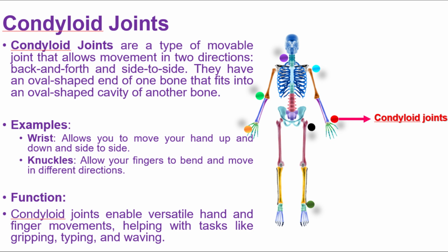Condyloid joints. Condyloid joints are a type of movable joint that allows movement in two directions, back and forth and side to side. They have an oval-shaped end of one bone that fits into an oval-shaped cavity of another bone. Examples: wrist allows you to move your hand up and down and side to side. Knuckles allow your fingers to bend and move in different directions. Function: condyloid joints enable versatile hand and finger movements, helping with tasks like gripping, typing, and waving.